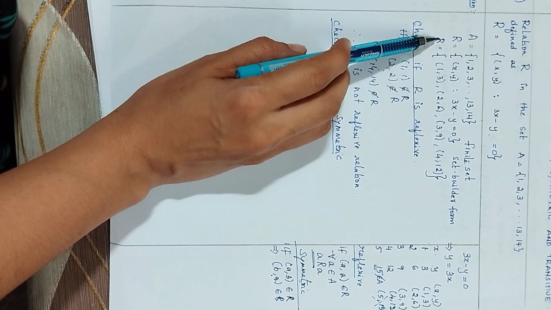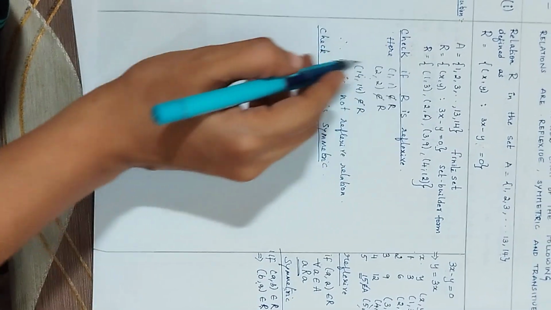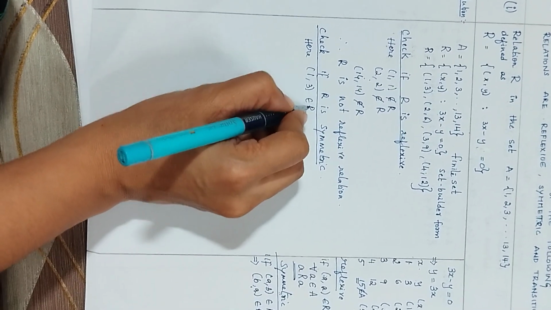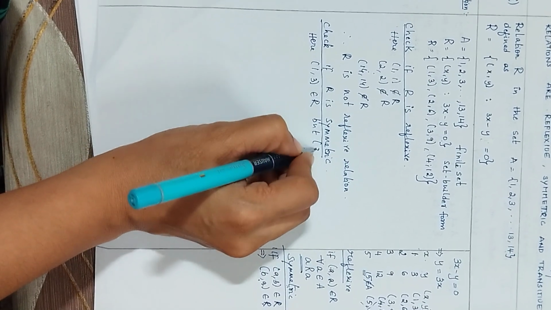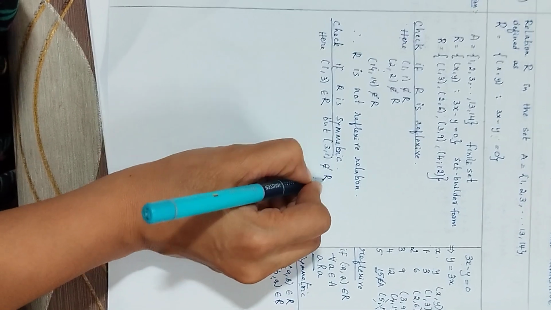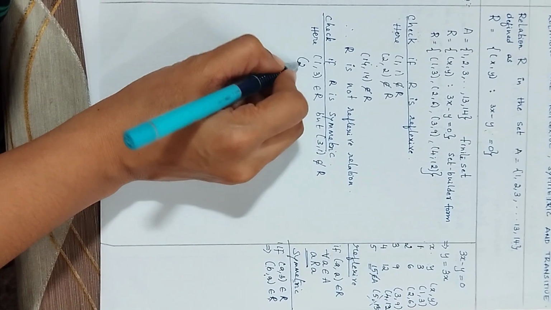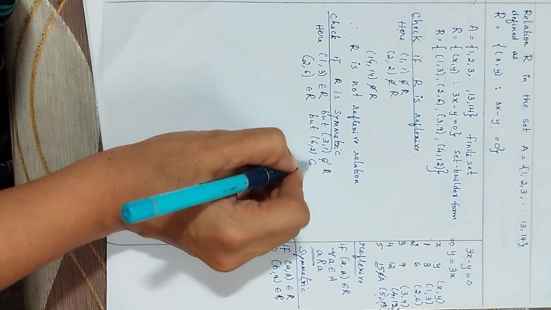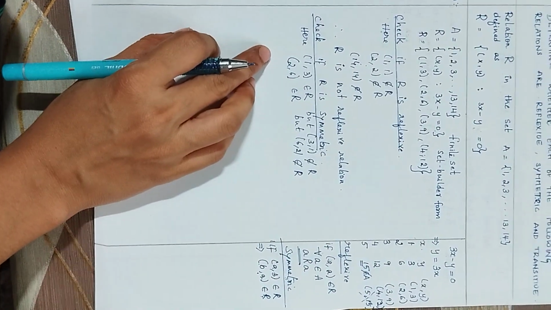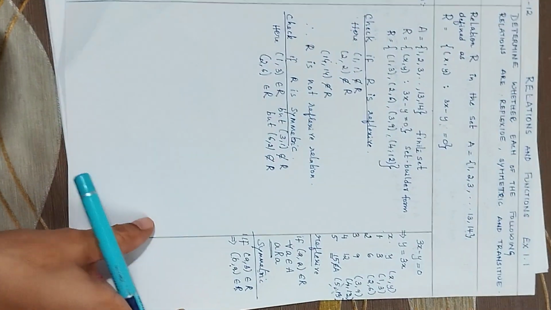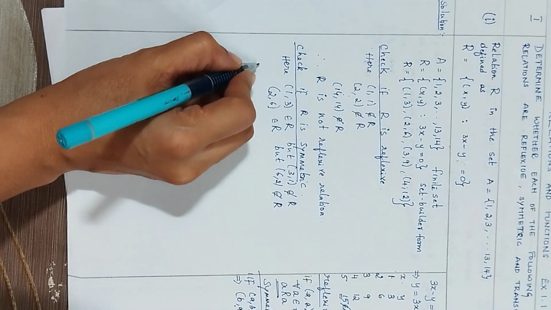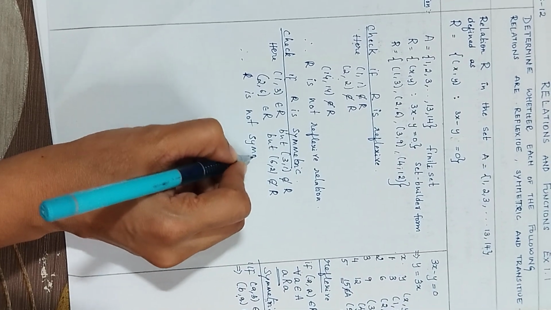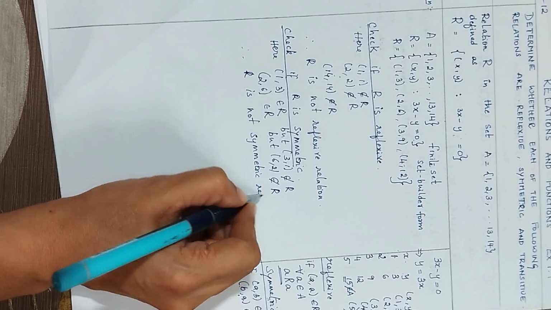So let us check whether this R is symmetric or not. Let us take one element. Here (1, 3) belongs to R, but (3, 1) does not belong to R. (2, 6) belongs to R, but (6, 2) does not belong to R. So we don't need to prove for all the cases. Even if one case fails, we can come to the conclusion that R is not a symmetric relation.